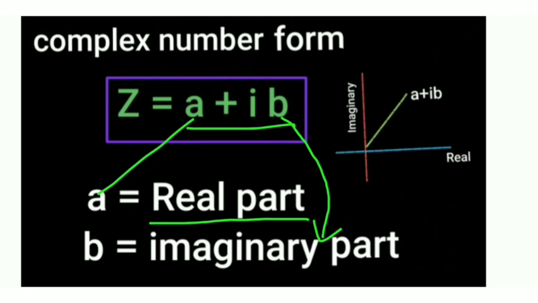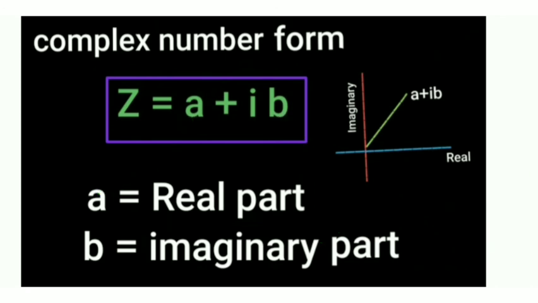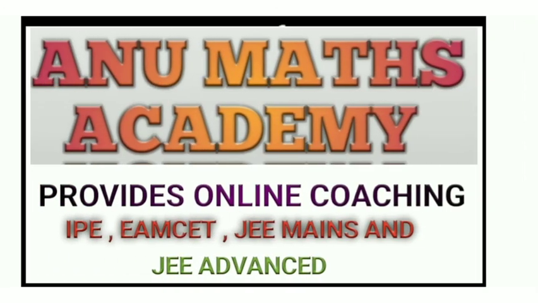So what is a complex number? How do we make its graphical representation? What is the Argand plane? What is the polar form? All of this will be clear in the next class. Thank you very much.